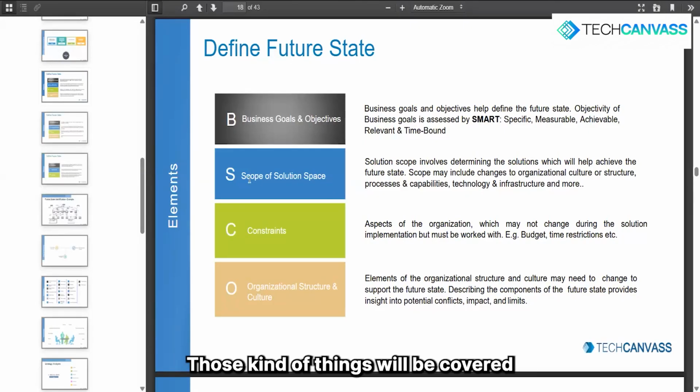Those kind of things will be covered as scope of solution space. That is constraints. So even after you have achieved your future state, there will remain certain constraints. Maybe after this session you can think about this. This could be because of policies. This could be a limit on the number of resources available.